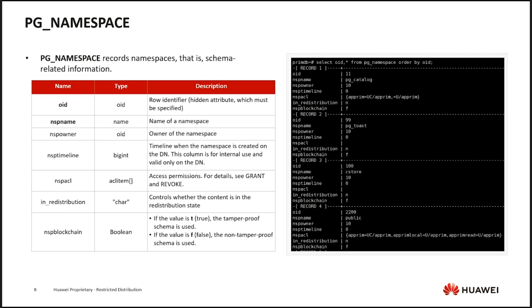In this example, the value of OID is 11. The value of nspname is pg_catalog, indicating the schema of the data dictionary. The value of nspowner is 10, indicating the initial user. And then there is nspacl, where U stands for usage and C stands for create.